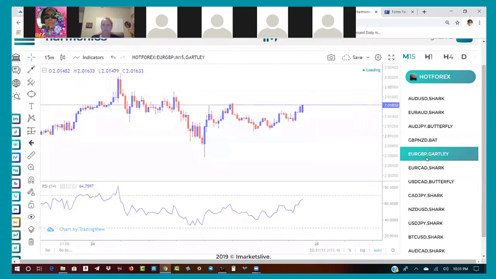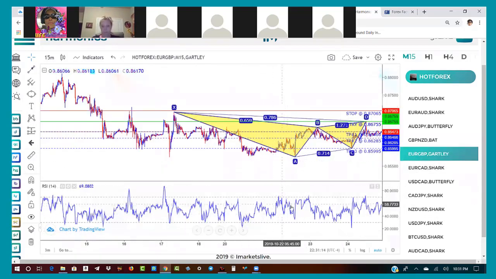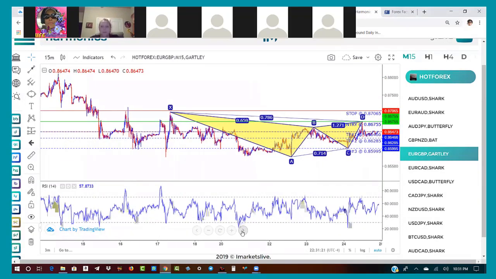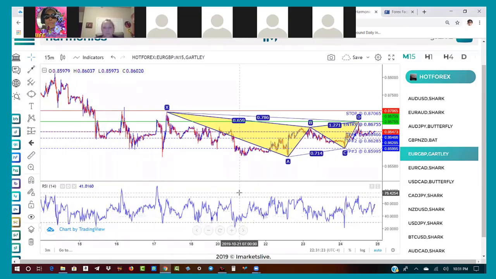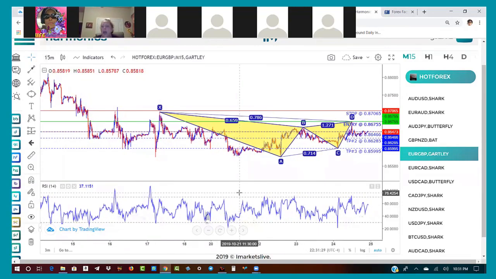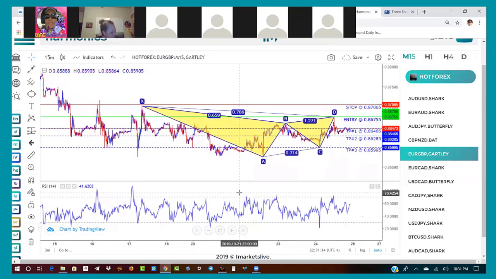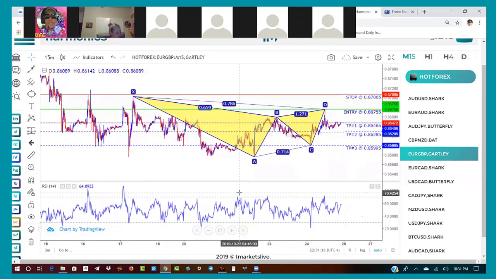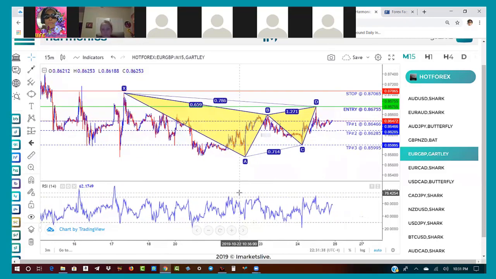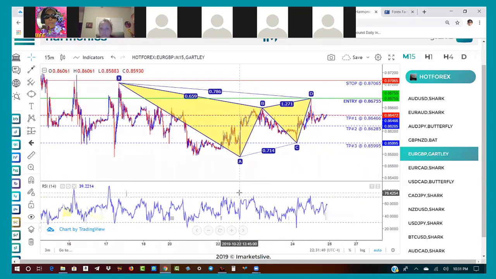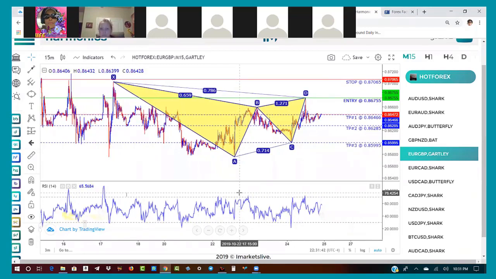Okay, Euro GBP. I want to find the one that did not work because I don't want you guys to think, oh my gosh, 100%. I want to find the one that failed. Give me one second. We should have at least one or two that went the opposite direction, maybe because of news or something. News usually will mess you up because this thing doesn't know about breaking news or Trump saying something on Twitter. It doesn't know that.